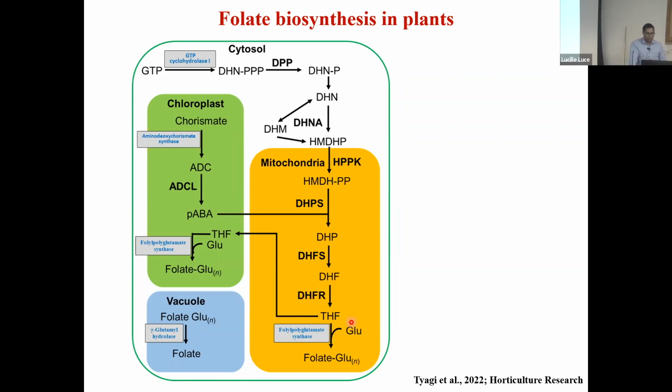Now, the polyglutamate tail is synthesized by the action of polyglutamate synthase, one residue at a time. This polyglutamate tail can be shortened by the action of gamma-glutamyl hydrolase, which is present in the vacuole. In Arabidopsis, there are three polyglutamate synthases, but in tomato there are only two, one present in mitochondria and another in chloroplast. And there are three gamma-glutamyl hydrolases in tomato, GGH1, 2, and 3.